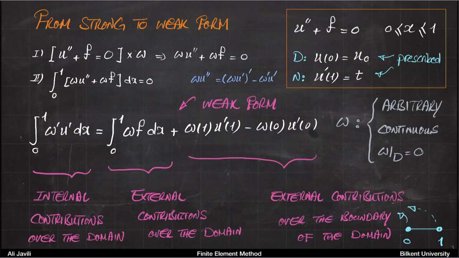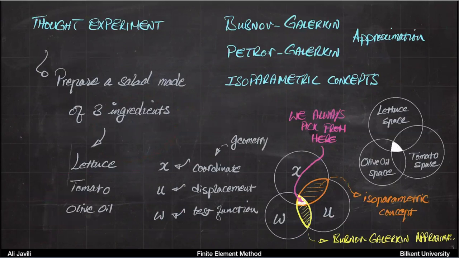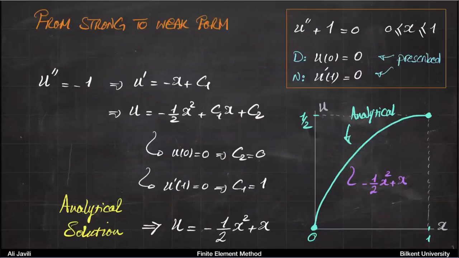And then again, if we analyze this weak form, it has this so-called internal contribution, then it has the external contribution over the domain, and then it has the external contribution over the boundary of the domain. We also shortly talked about the so-called Bubnov-Galerkin and isoparametric concept. So that is the way we are going. All that means for you is that x, u, and w follow the same representation. They follow the same approximation. We can approximate them differently, but we do not. We use the same approximation for all three of them.